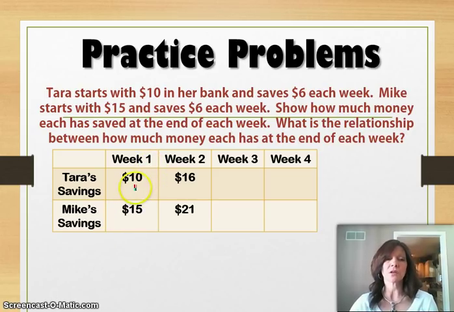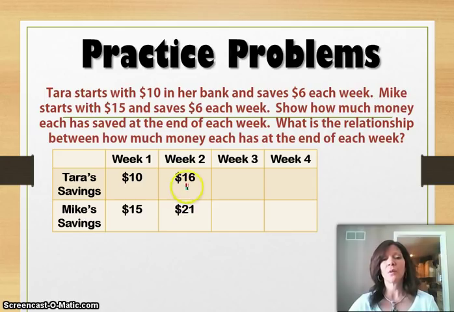So Tara starts with 10 and saves $6 a week. He starts with 15. He saves $6 each week also. So we're going to add 6 each week. Pause the video, fill in your chart. Make sure you make this chart. I know it's going to take a little bit longer, but make each chart. Fill it in, pause your video, start when you're ready.